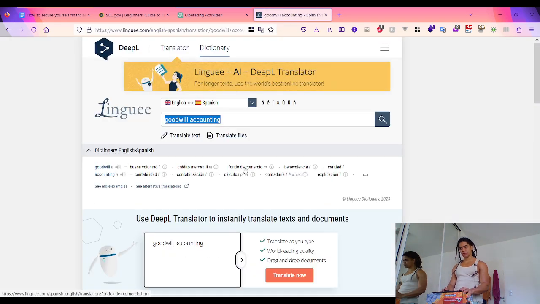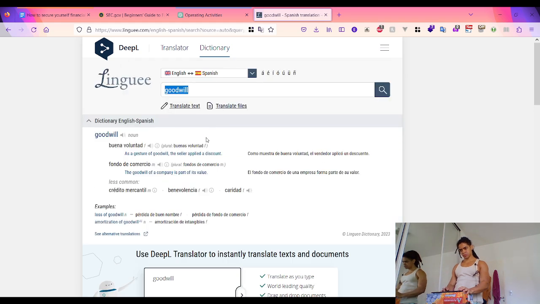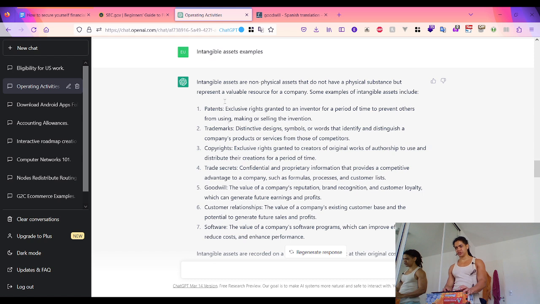Buena voluntad, fondo de comercio, benevolencia, caridad. Goodwill, okay, caridad o fondo de comercio. Exactly, buena voluntad o fondo de comercio. The goodwill of a company is part of its value. El fondo de comercio. It's less common as caridad. It's charity. So goodwill doesn't mean charity. Goodwill means fondo de comercio.